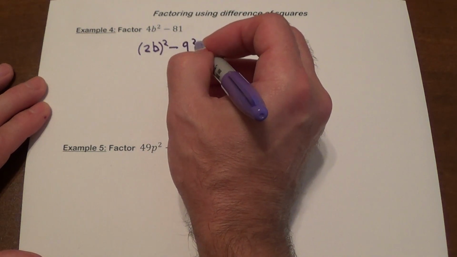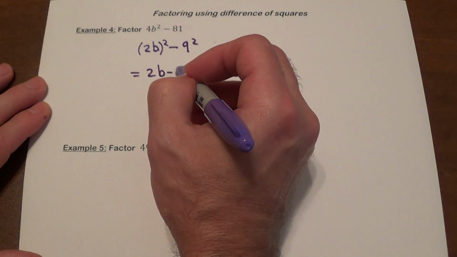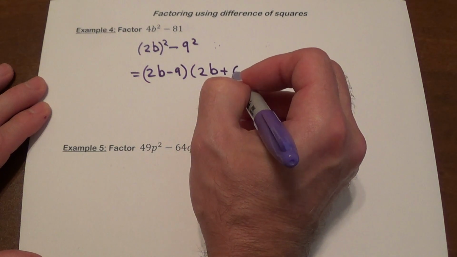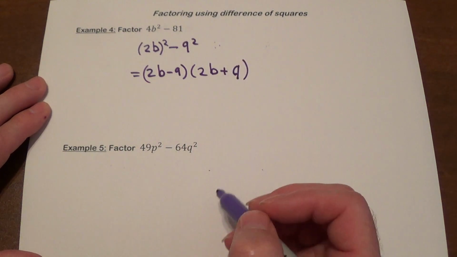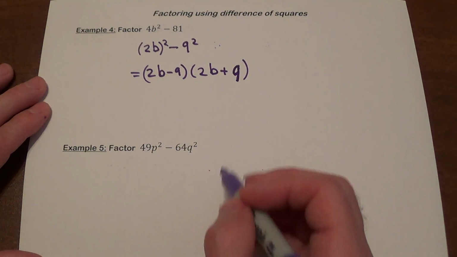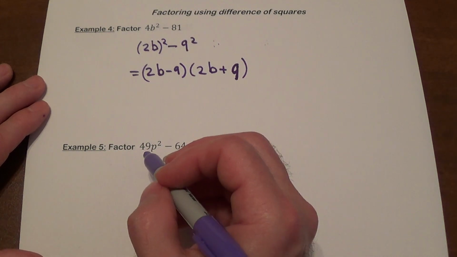81 is 9 squared. So after this is done, you can see that it's 2b minus 9 times 2b plus 9. Came out a little ugly. So now that you saw that, I hope this makes it a little bit easier to understand for this problem.